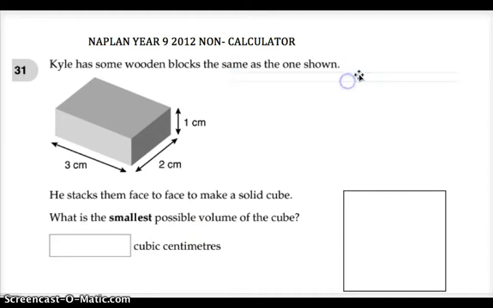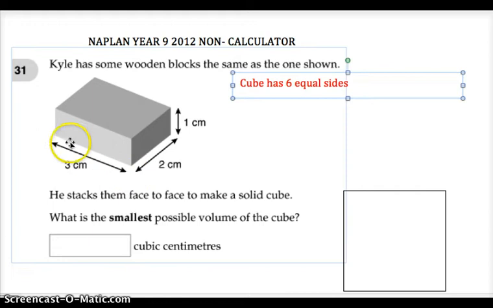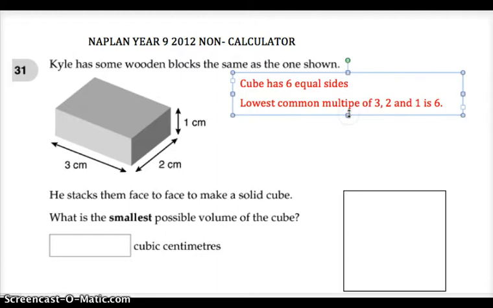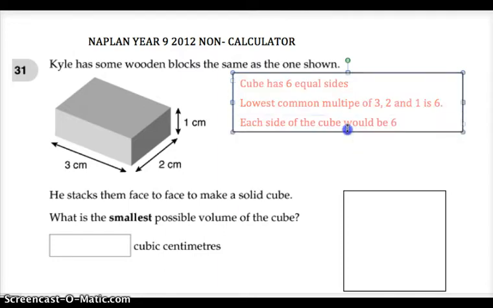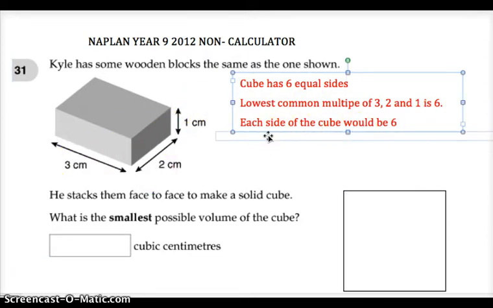Okay, now we know that a cube has 6 equal sides. So if we look at the numbers 3, 2 and 1, they're going to have to be combined somehow to make a cube. But if we look at the lowest common multiple of 3, 2 and 1, well, it's 6. And also we know that 6, 3, 2 and 1, all those numbers divide into 6. So what would happen is that each side of the cube would be 6.